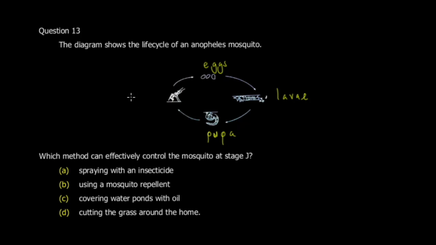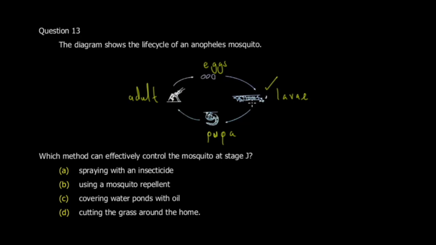and this one is called an adult mosquito. There's another name for it. I'll tell you real soon. But you're asked which method can effectively control at stage J. So stage J is this one here. So you want to control this. How can we do this?